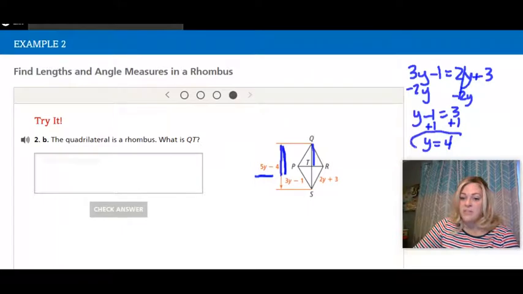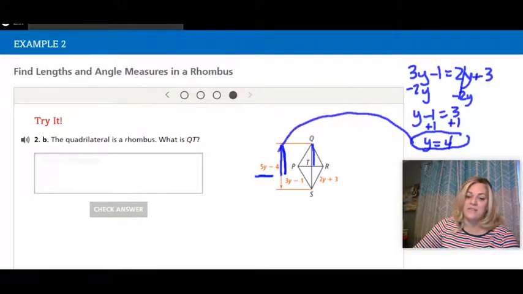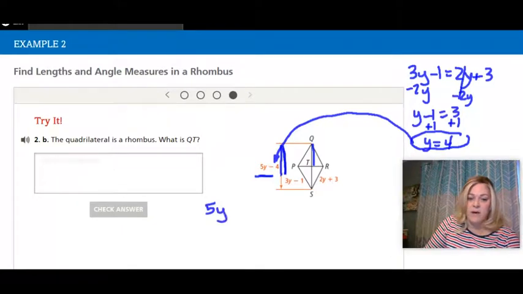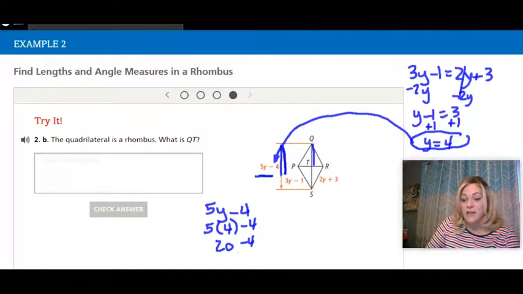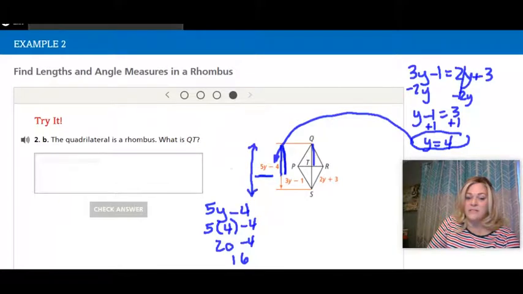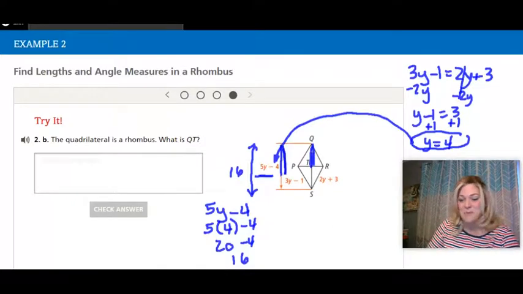But we're not looking for just y. We are looking for this total length, and then we'll cut it in half to find the QT that we need. So I'm going to plug in 5y minus 4. Plug in that 4 that I just solved. 5 times 4 minus 4. So I get 20. Subtract the 4, you should get 16. So this total length across this whole diagonal, all the way across, is 16. I just need half of that. So I'm going to let you do that last step on your own.